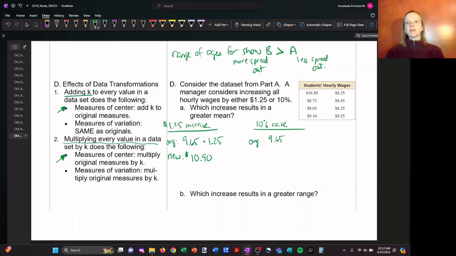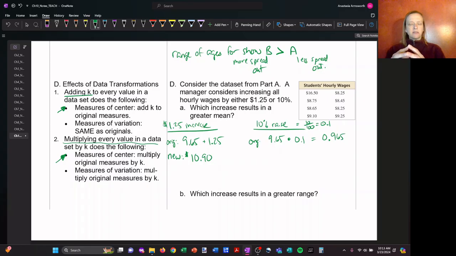A lot of times students look at this, they're like, okay, it's a 10% raise. So let me multiply this by 10%. Remember, percent means out of 100. So 10 out of 100 is 0.1. So they take this 9.65 and they multiply by 0.1, and that gives us 0.965.